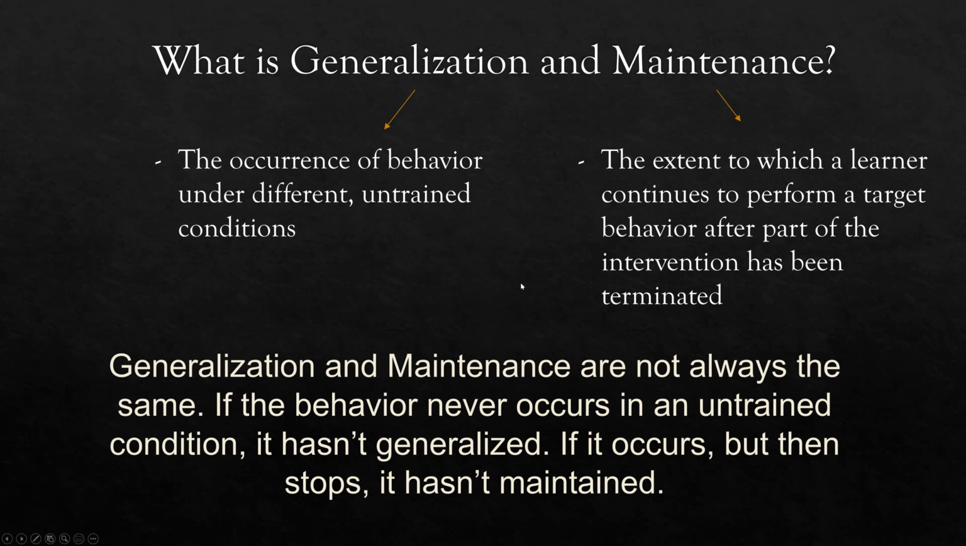Now, one disclaimer: generalization and maintenance are not always the same. So can generalization and maintenance happen at the same time? Absolutely. However, if the behavior never occurs in the untrained condition, it hasn't generalized. If the behavior occurs, but then stops occurring, it hasn't maintained. Important distinction, but generalization and maintenance can occur simultaneously, but not everything is generalization and not everything is maintenance. Okay, easy summary. That's what we need to know.